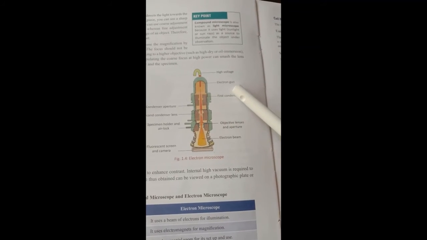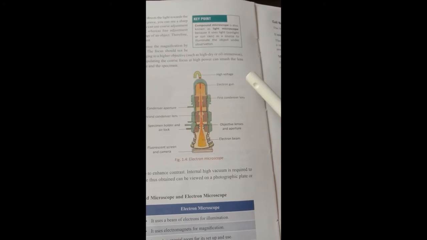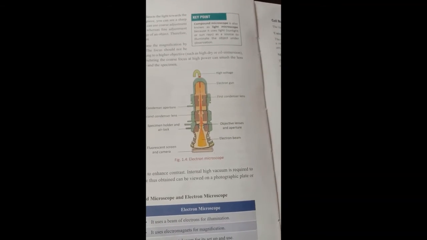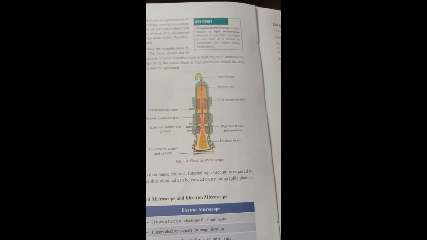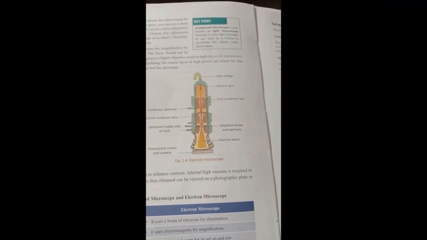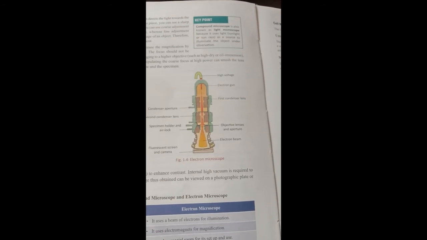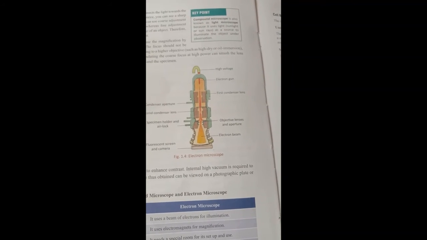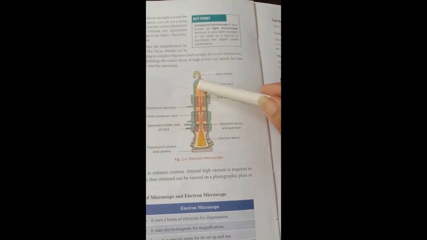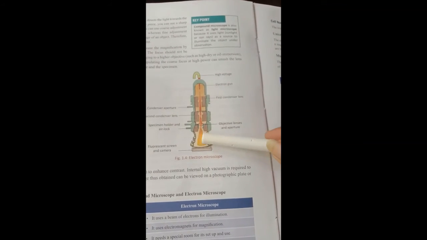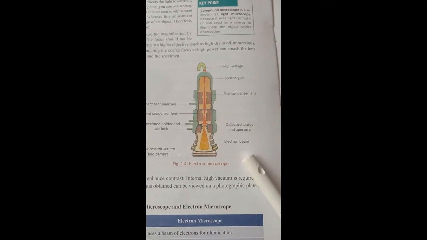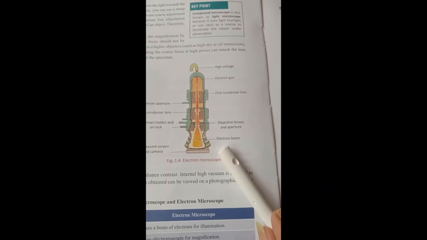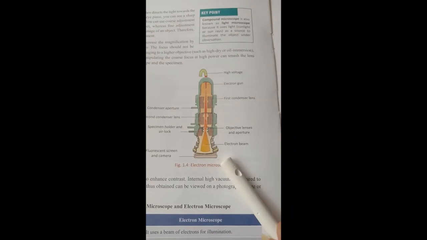Compound microscope and simple microscope, which work on the principle of light, can be taken anywhere, but this needs a special setup, a special room. And in the light microscope, that is simple and compound microscope, we don't need internal vacuum within the microscope, but here internal vacuum also plays a great role. So this is a little difficult to handle, and it is needed for very minute observation.